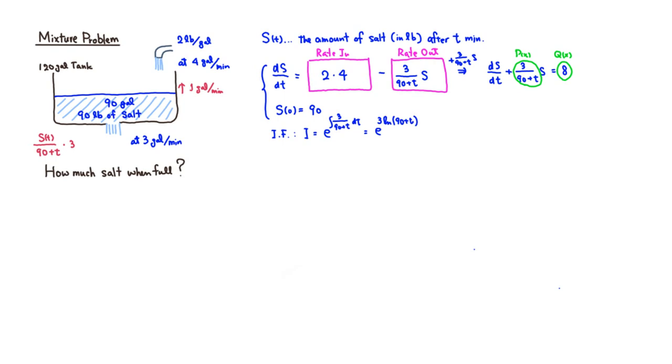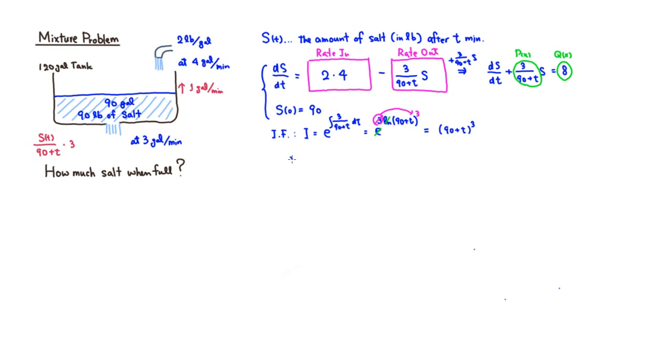And then we can use the log property. So you can move the 3 up here; I'm going to scratch that and put 3 there. Then e and natural log cancel out, and you're going to end up with the quantity 90 plus t cubed. So this is the integrating factor.